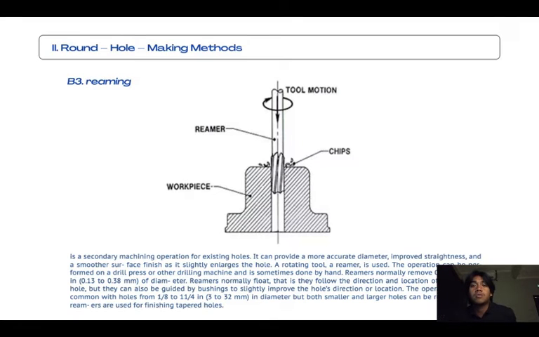The operation is most common with holes from 1/8 to 1 1/4 inch. We can convert that to 3 to 32 millimeters in diameter. But both smaller and larger holes can be reamed. Taper reamers are used for finishing tapered holes.